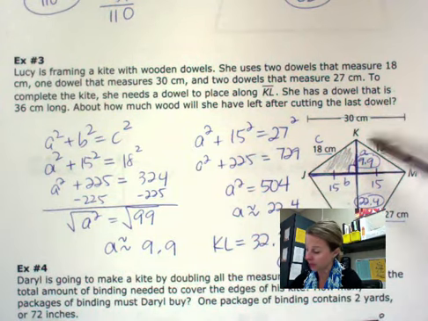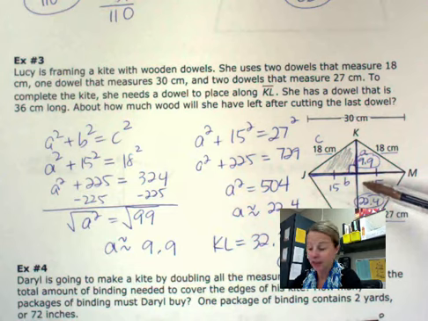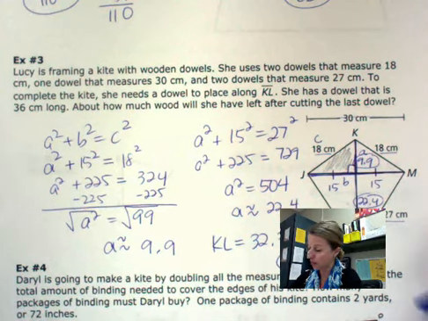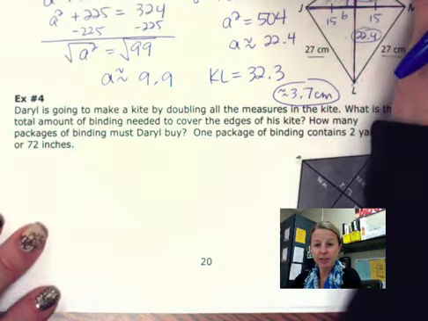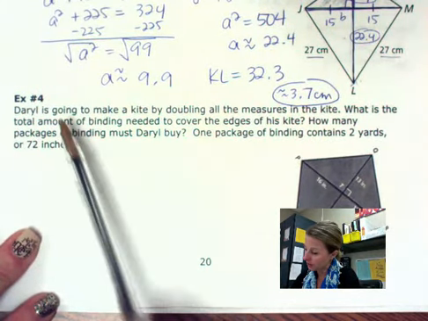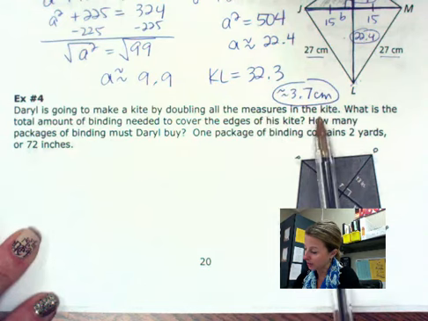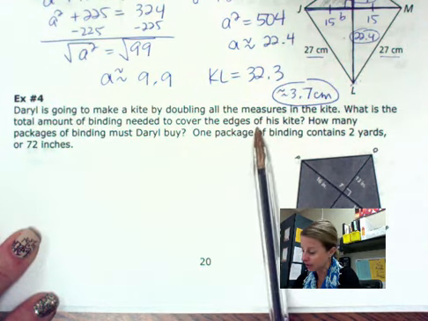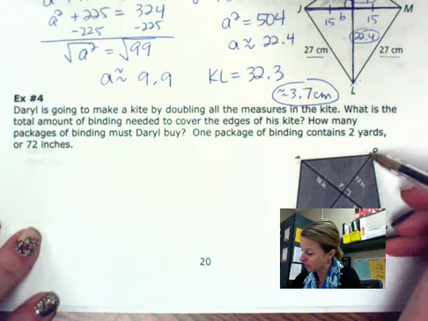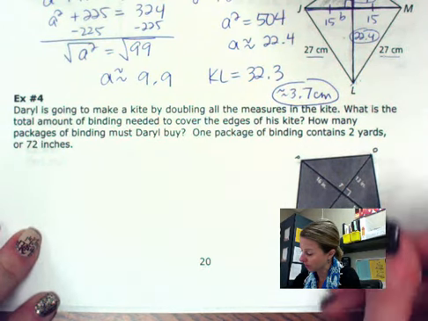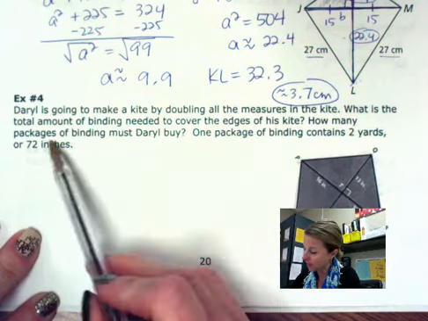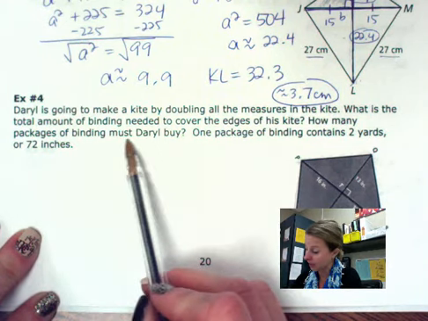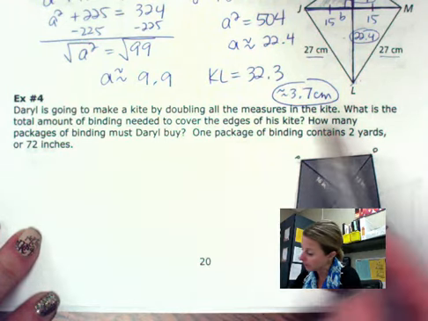So it all came back to Pythagorean theorem, and then kind of working through that calculation. Okay, let's wrap it up with this last one. Daryl is going to make a kite by doubling all the measures in the kite. What is the total amount of binding needed to cover the edges of the kite? So the edges would be PQRS, so I'm going around the outside. How many packages of binding must he buy? And I'm going to come back to this later.